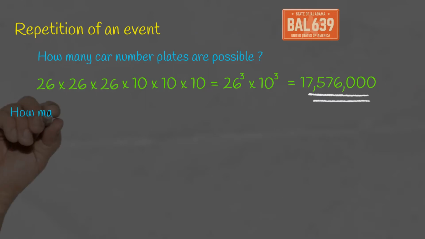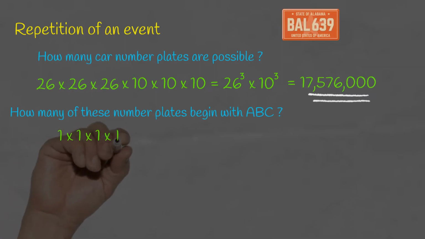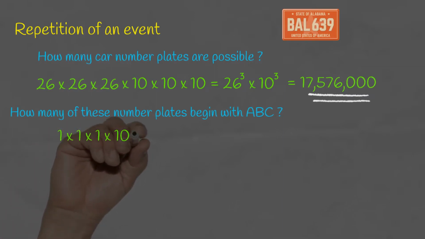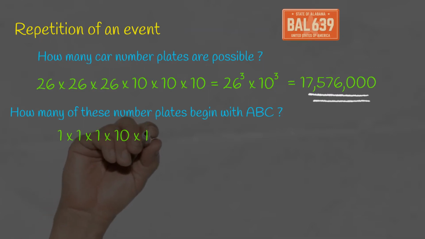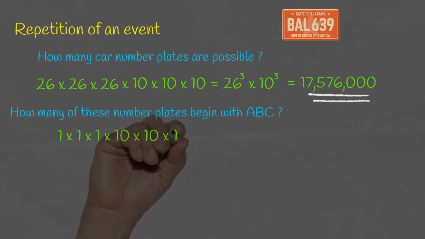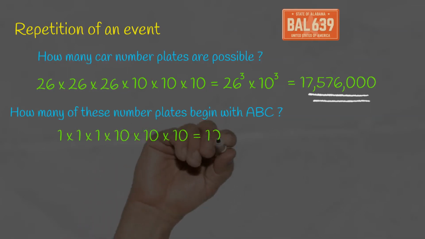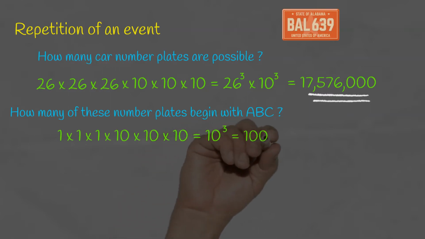But how many of these number plates begin with ABC? Well, in this scenario, we would only get one choice for the first letter, there's only one A. We'd only get one choice for the second letter because there's only one B, and one for C. And then for the numbers, we still have 10 choices for the first number, 10 choices for the second number, and 10 choices for the third number. And 1 times 1 times 1 is just 1, so we get 10 cubed for the answer, which is 1000.